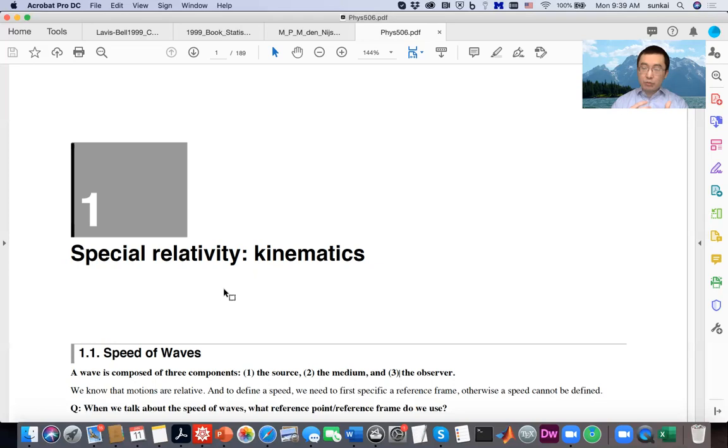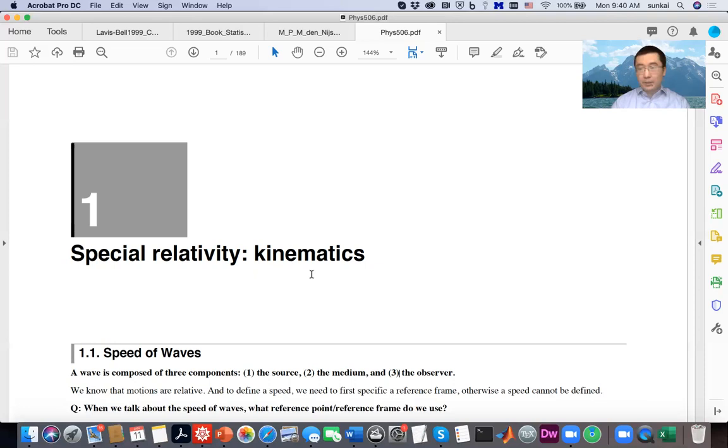That will also help us understand the next part of our lecture, the impact of special relativity on E&M theory. So let's start from special relativity. Our first chapter will be about the kinematics of special relativity.